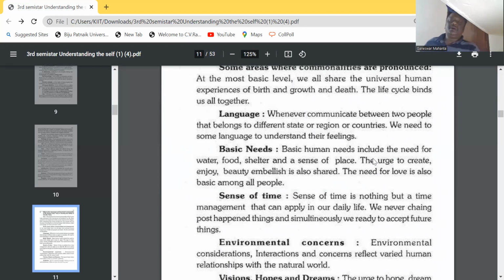Love is very important to all people. Affection is very important to all. So the need for love is basic among all people.